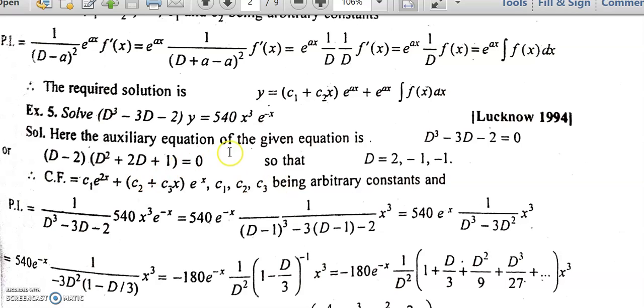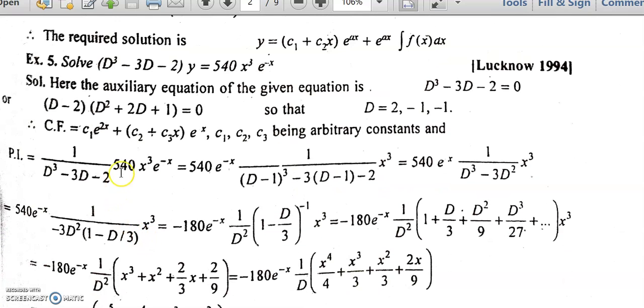Now first you find the auxiliary equation. The solution of the auxiliary equation is 2, minus 1, minus 1. So for 2 you can write c1 e to the power 2x. For both the equal roots you write (c2 plus c3 x) e to the power minus x, where c1, c2, c3 are arbitrary constants, right?